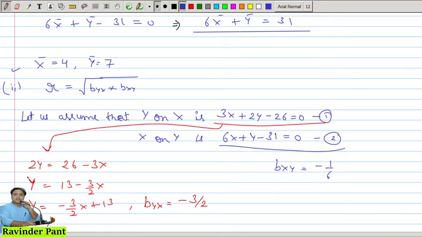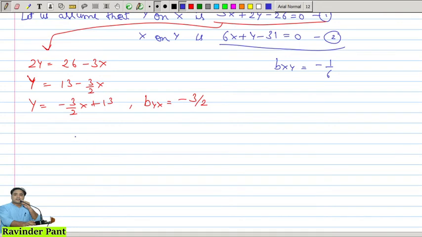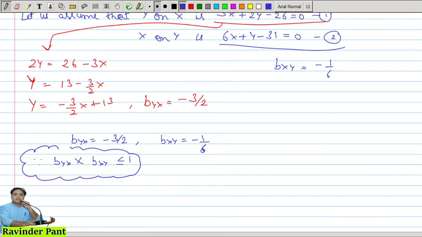Now we have these two regression weights. We have byx as minus 3 by 2, and bxy is equal to minus 1 by 6. There is one way to check whether the assumption is correct or not. We multiply these two, and if it is less than or equal to 1, it means our assumption is correct. So the condition is byx multiplied by bxy will be equal to or less than 1, the previous property.